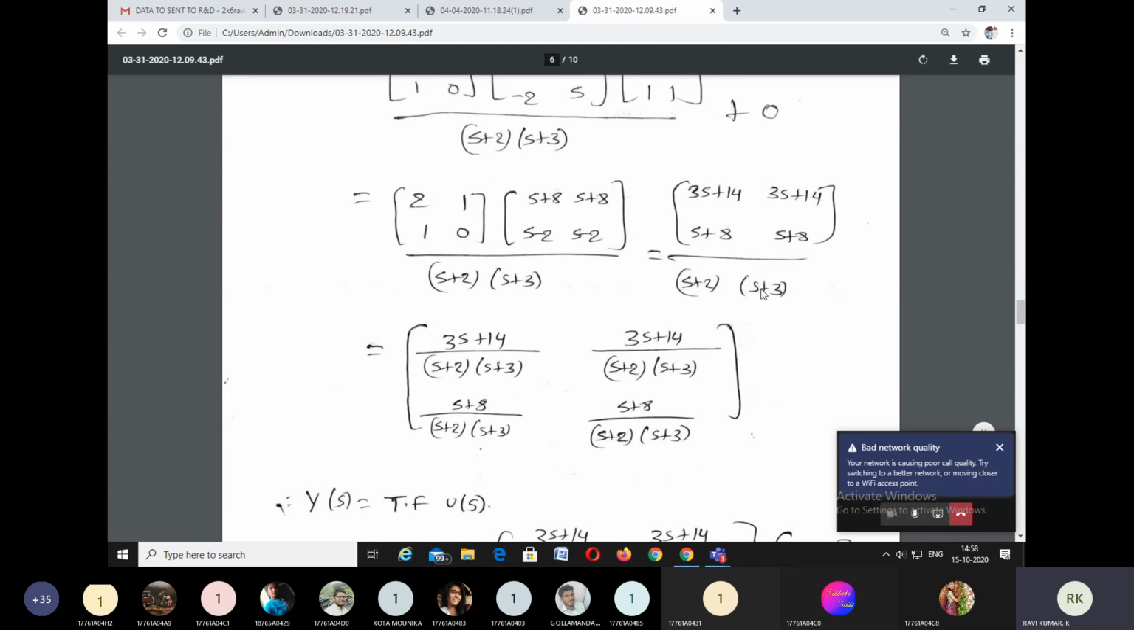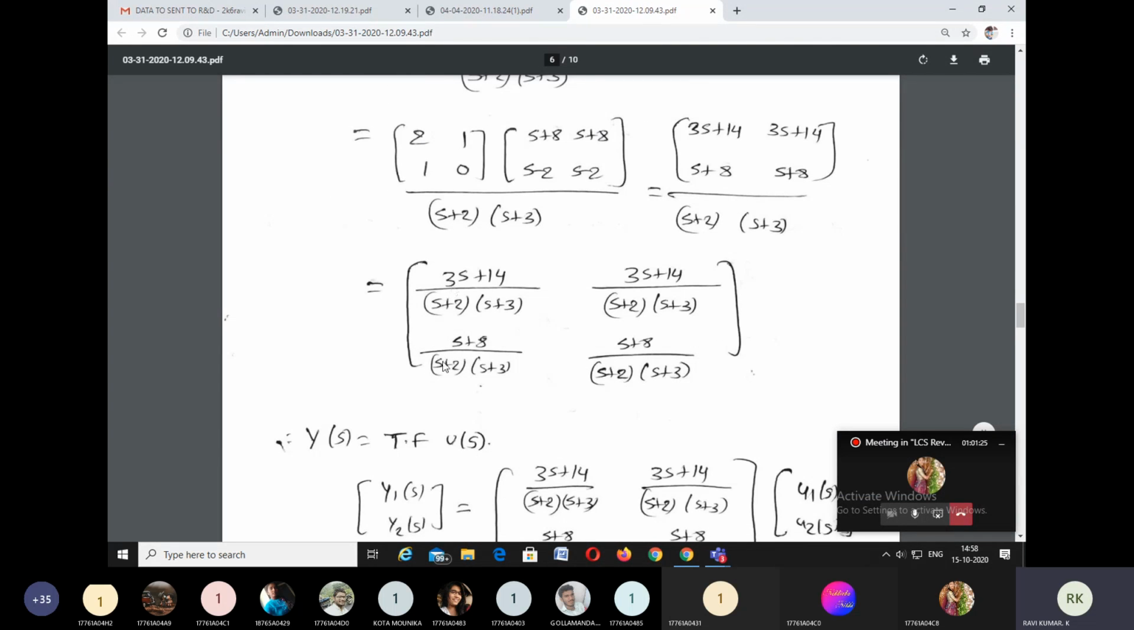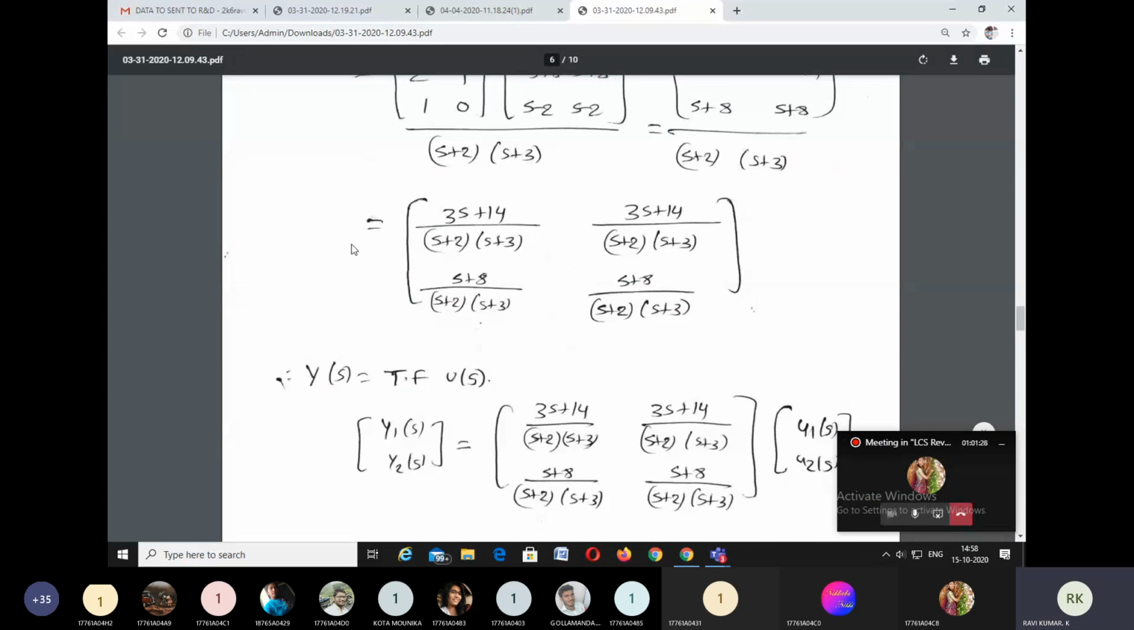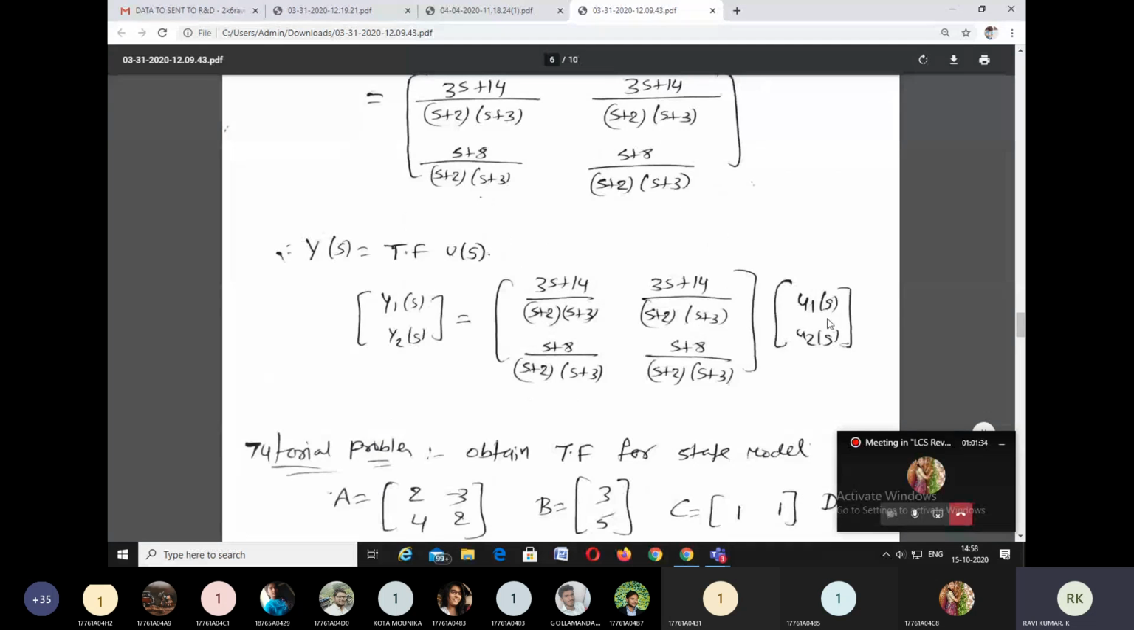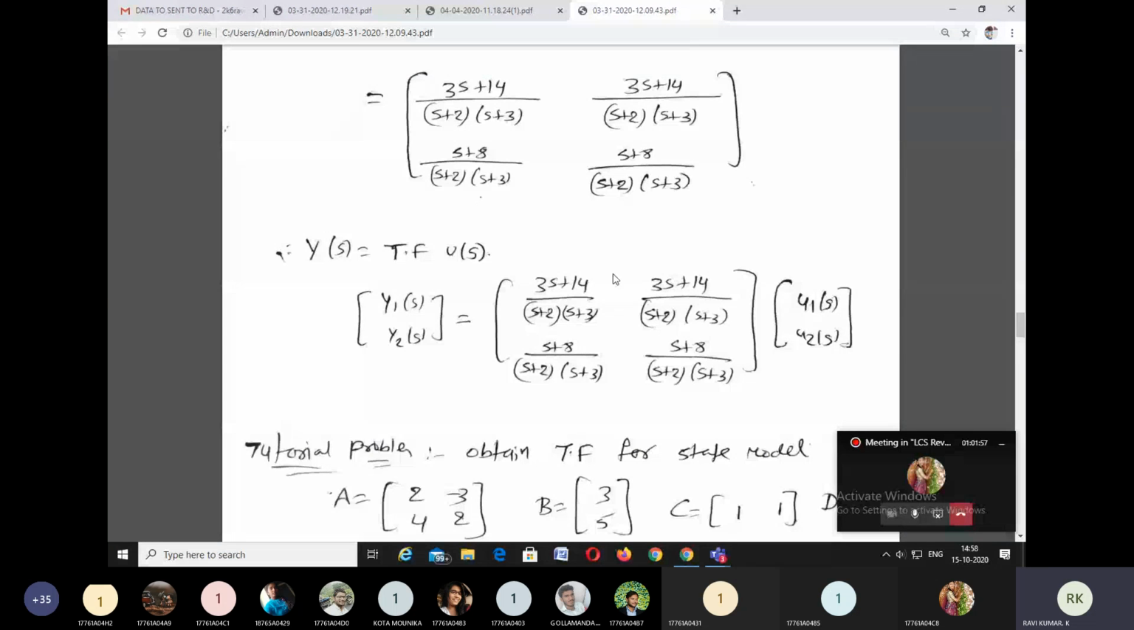So here the denominator is (s plus 2) into (s plus 3). You can give this term to all individual elements here. So now this is the transfer function. So what does this transfer function indicate? Output and input relation. See, [y1; y2] is equal to this one into [u1; u2]. See, 2 inputs are there, 2 outputs are there, right? So what is y1? y1 is equal to (3s plus 14) by this one into u1 of s, plus (3s plus 14) by this one into u2 of s. That is, the output y1 depends upon both inputs here. That is a multiple input, multiple output system. So that is the way we have to write the transfer function by using the state space model, right?